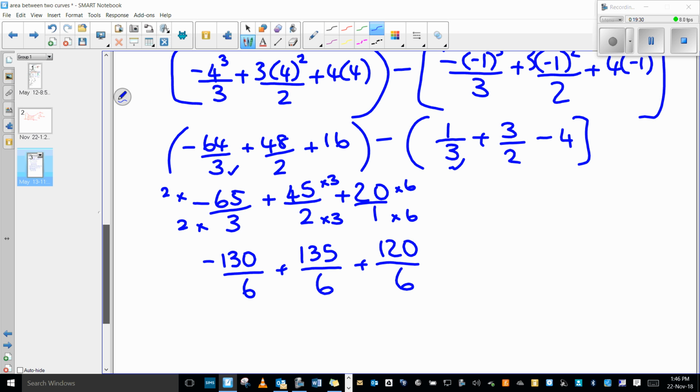So, we've got negative 130 over 6 plus 135 over 6. Negative 130 plus 135 gives us 5, because you've got only one negative 130 and you've added 135, so it's 5 over 6, plus 120 over 6 is 125 over 6. That's it.